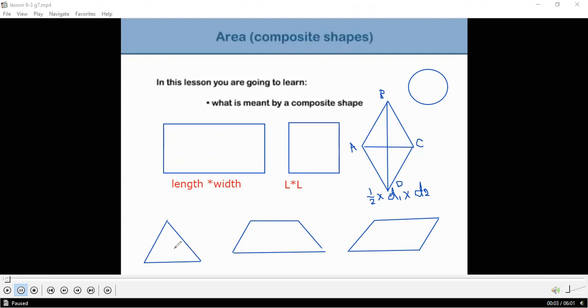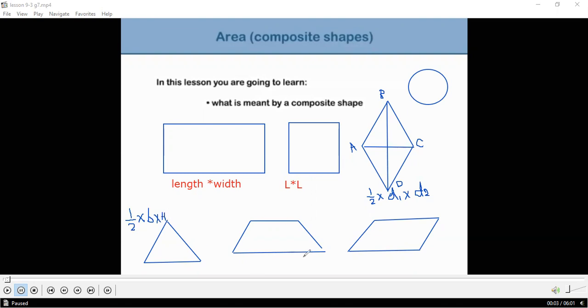A triangle. Do you know how we can calculate the area of the triangle? Base times height divided by 2. Thank you. Or we can say half multiplied by the length of the base, multiplied by height. So we can write the rule in two different ways.